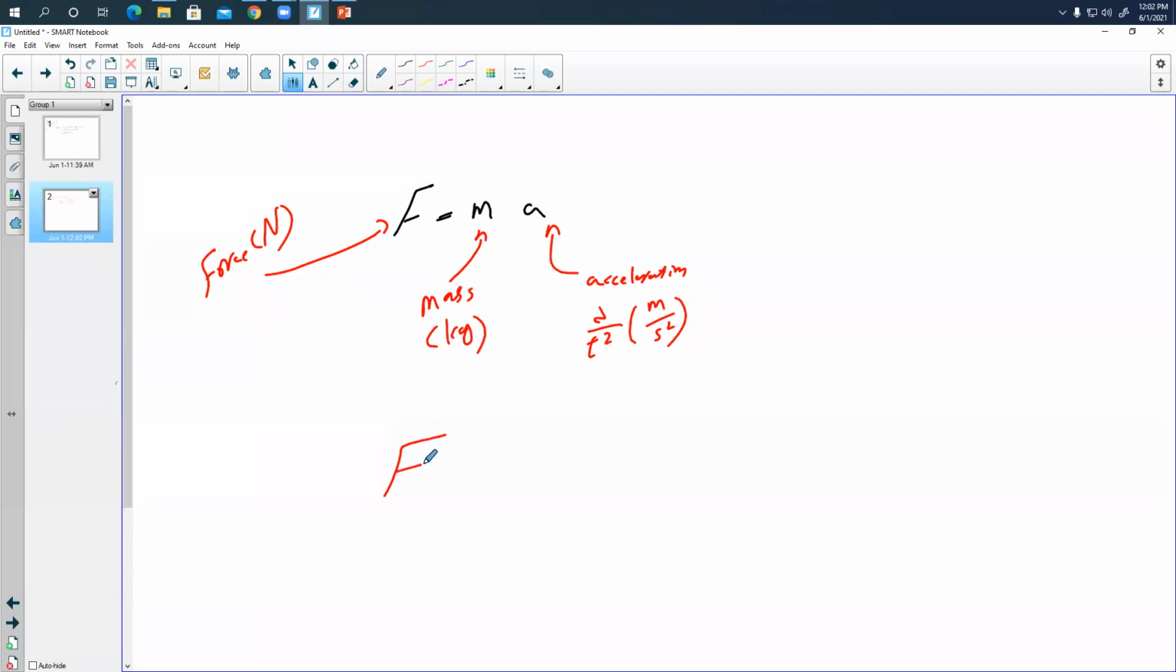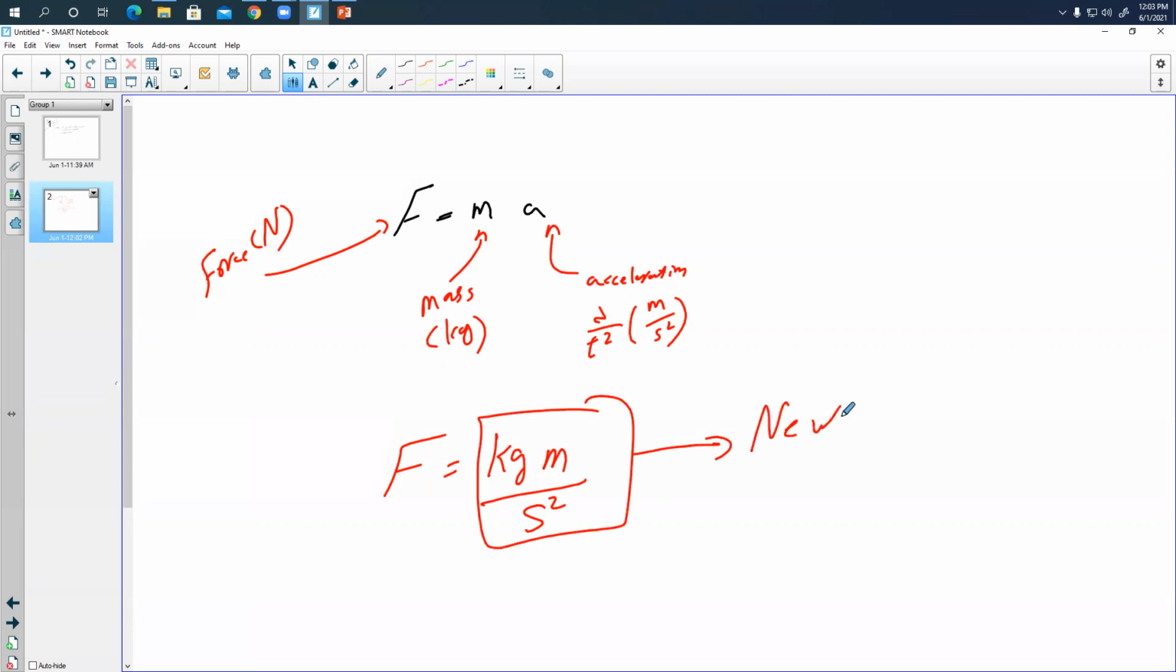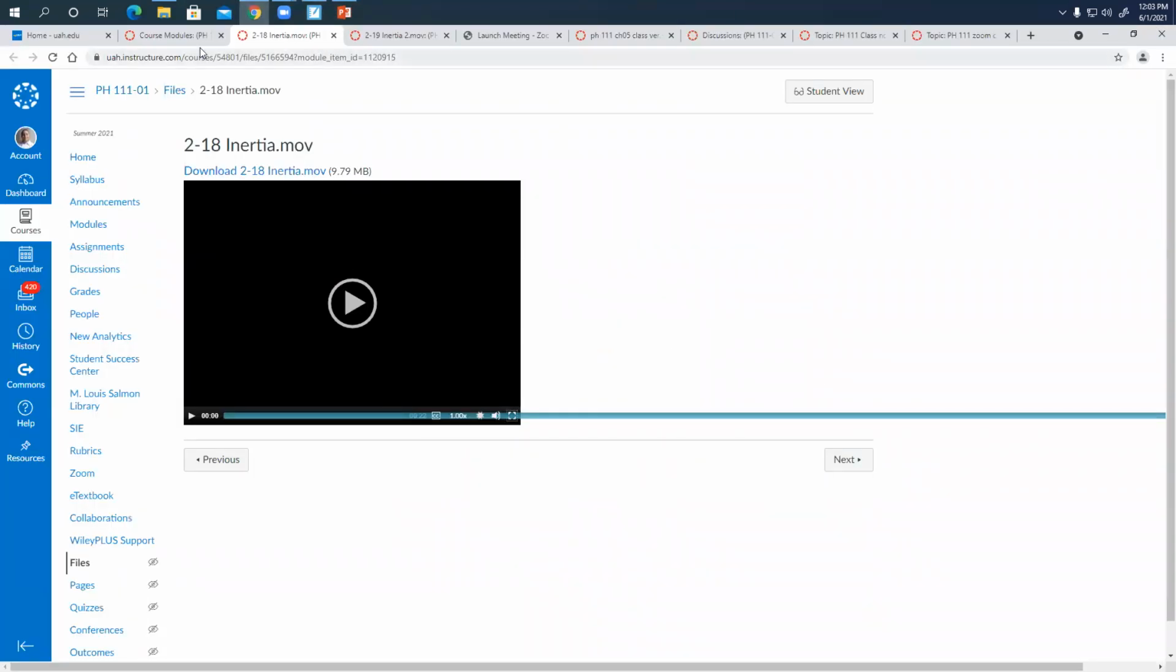That means your force, if you talk about it in units, what are we going to have? Your mass is going to be in kilograms, so it would be kilograms meters per second squared. And that's what we call a newton, and we give it a big letter N. So basically, now let's go ahead and watch F equals ma. Let's watch a couple of videos to help us with this.